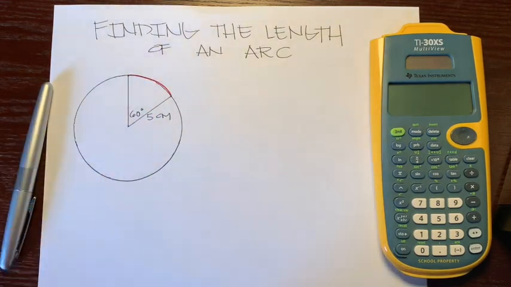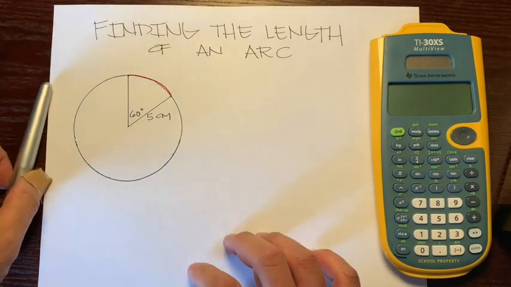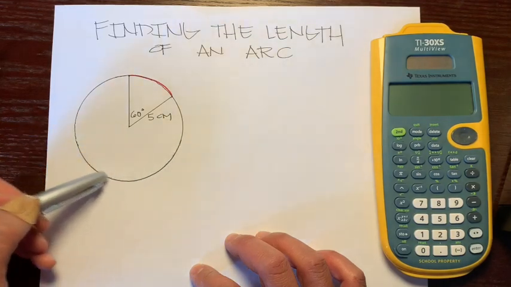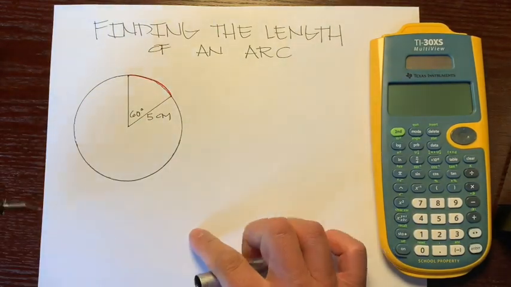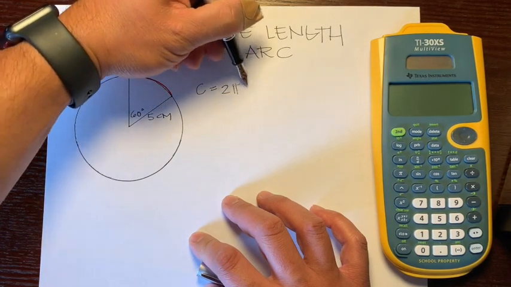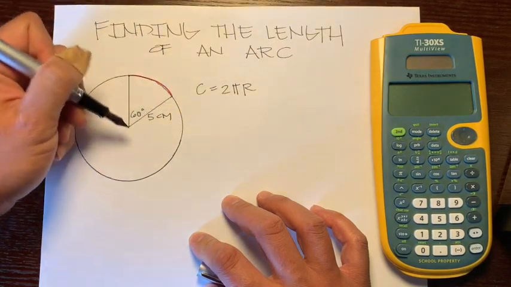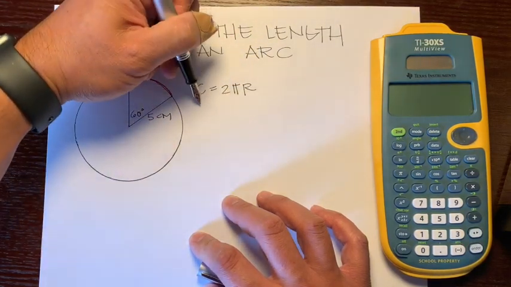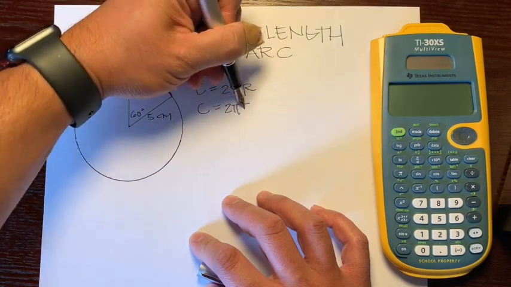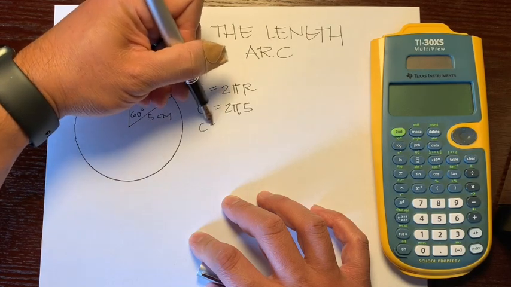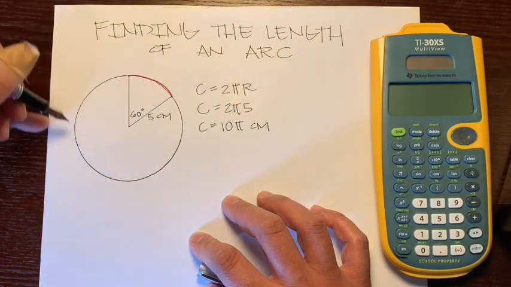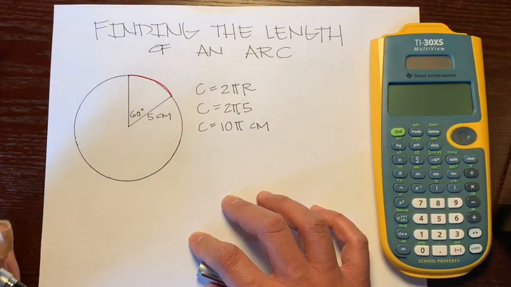The first thing that we're going to do is figure out what the circumference is, or the distance all the way around, or the length of this entire circle. If you guys remember, the formula for circumference is circumference equals 2 pi times the radius. Here, our radius is 5 centimeters, so we're just going to plug that into the formula. C equals 2 pi times 5, and just multiply it out. C equals 10 pi centimeters. So the distance all the way around, or the circumference of the circle, is 10 pi centimeters.